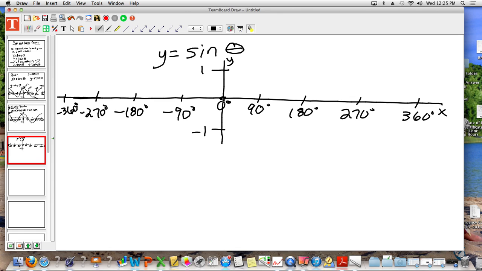At 90 degrees, what is the y? What is your sine at 90 degrees? Should be 1. If you look up at 90 degrees at the top, the y value is 1. So you take one step to the right, you're up here at 1. At 180 degrees, it's 0. If you go to 270, it is -1. If you go to 360 degrees, you're back at 0. Connect them.